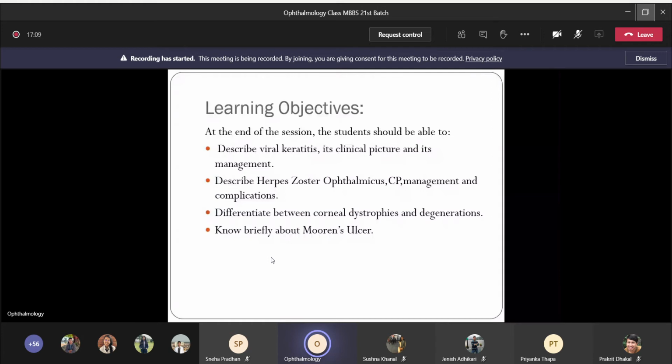Then describe herpes zoster ophthalmicus, which is another viral infection. Then the clinical picture of herpes zoster ophthalmicus, its management and complications. And you all should also be able to differentiate between corneal dystrophies and degenerations and know briefly about Murins ulcer.